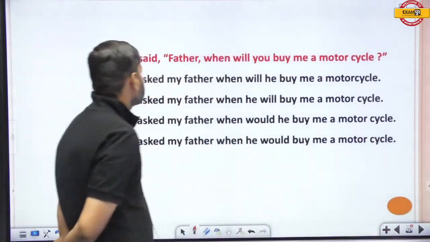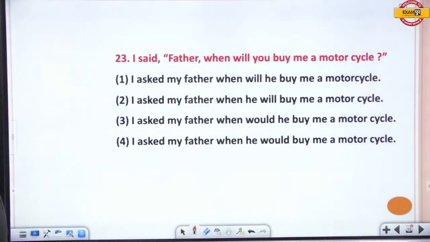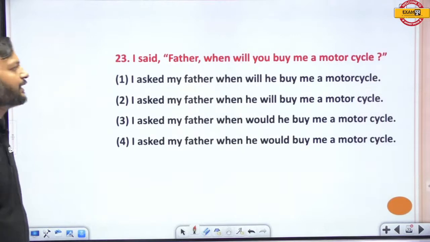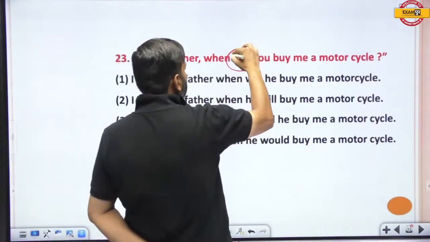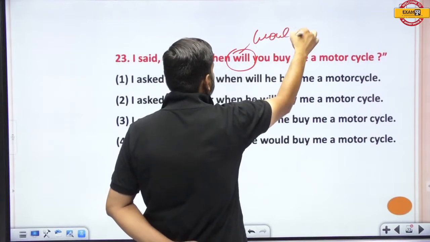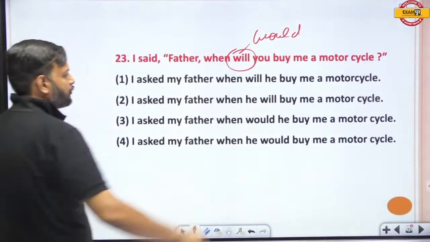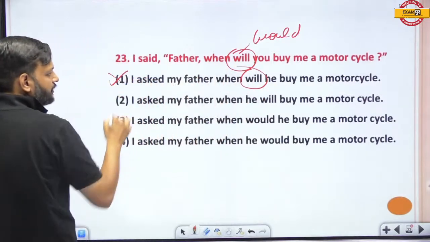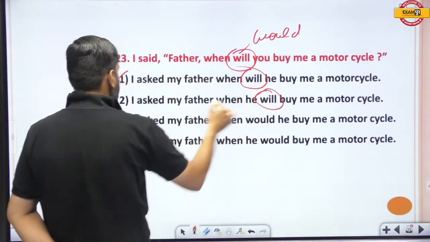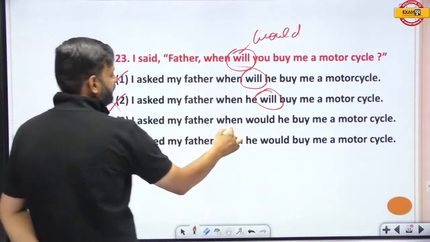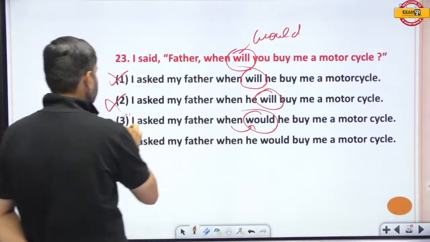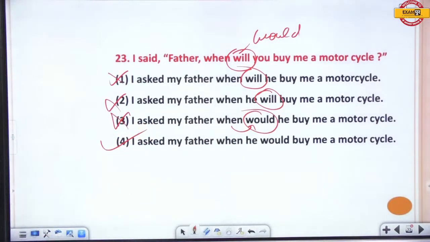Now the next sentence. I said, Father, when will you buy me a motorcycle? So we have will here. You have to look for would in the indirect sentence. I asked my father, when will he? So here we have will, eliminate. Here also will, eliminate. A WH word is never followed by a helping verb, eliminate. This is the right answer.